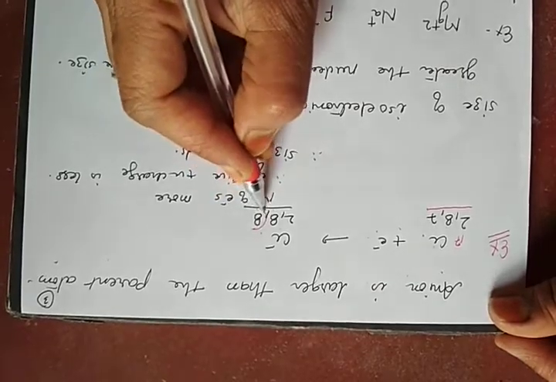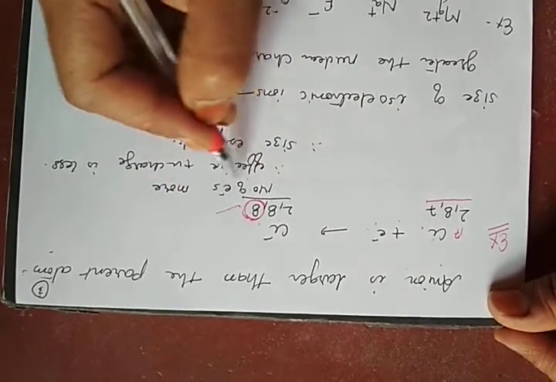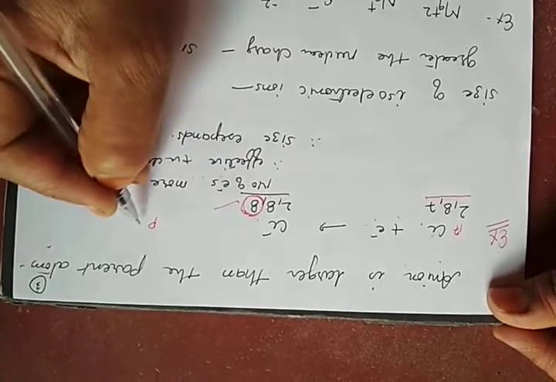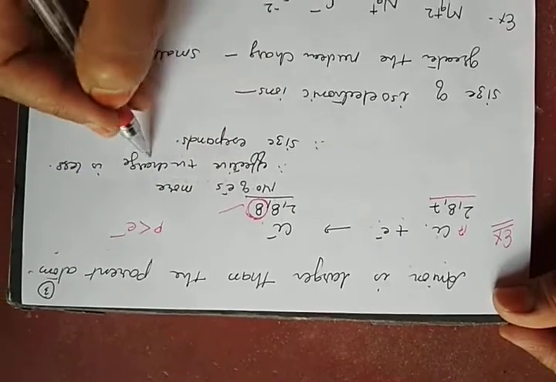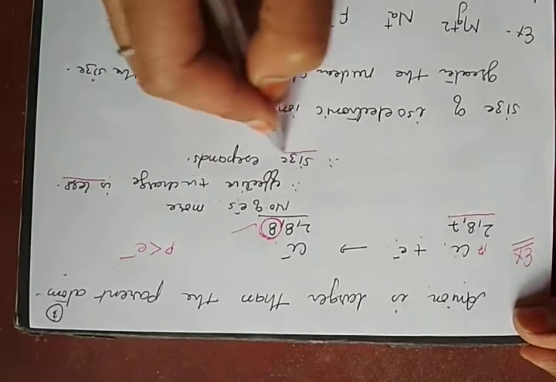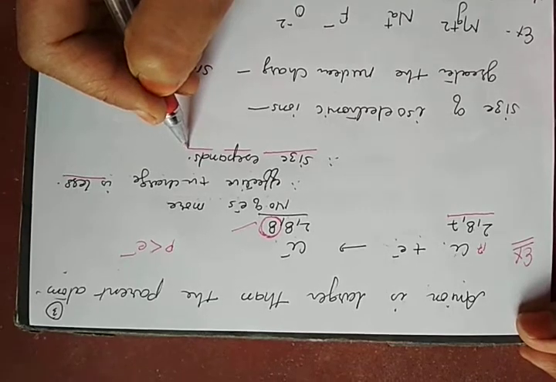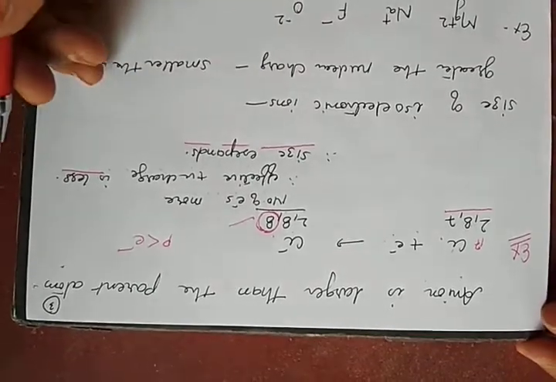That is a stable octet, a stable electronic configuration it has achieved. So the number of electrons is more as compared with the number of protons. The number of electrons is more, and the effective nuclear charge now becomes less, and due to that the size of the anion expands. Thus we can say that an anion is always greater than the parent atom.